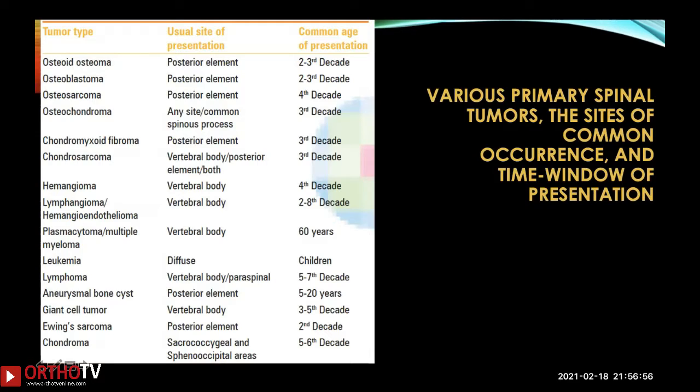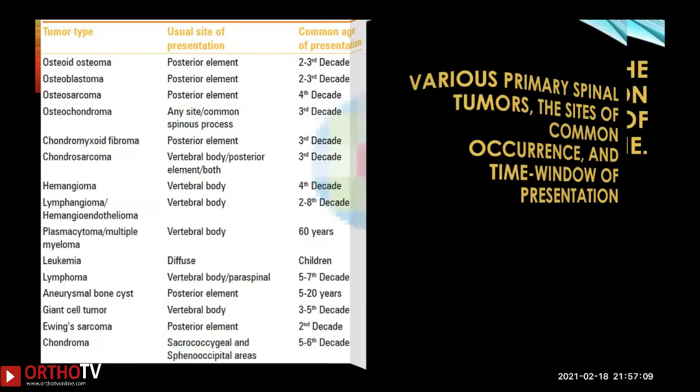So what I'm trying to say is that all these tumors in the spine occur at different sites, in the posterior elements, the anterior elements of the body, or the neural arch, and they come at very different ages. Keeping this in mind, only then can you go and diagnose on the radiology.